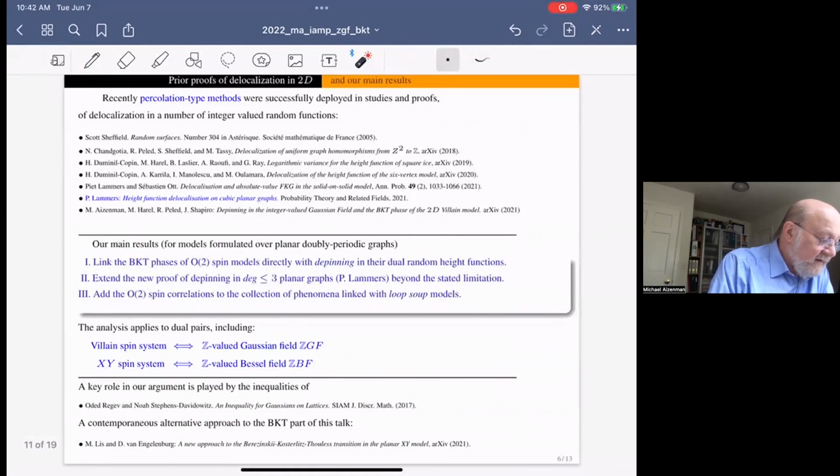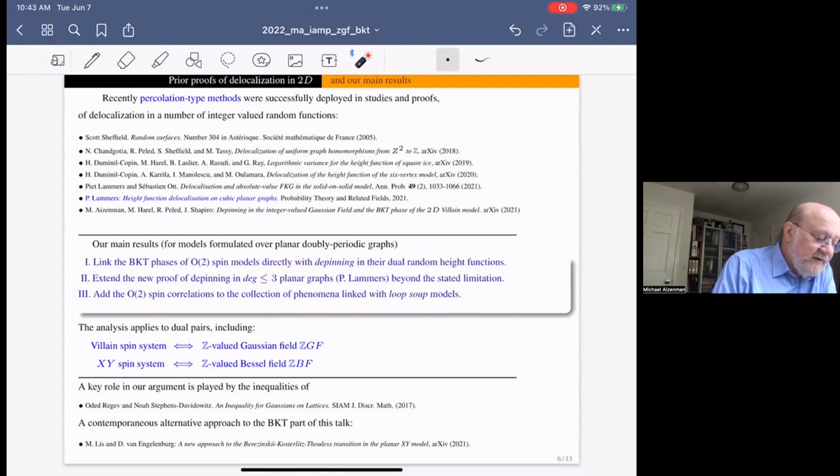So actually, let me now come to, oops, I spent all this time presenting the subject. Let me start talking about the new results. So the new results are these 3 points. First, we link the BKT phase, the phase of slow decay of correlations in a spin model, that can be concluded, that is linked directly with the depinning in the dual random height functions by a mechanism which I would like to explain.